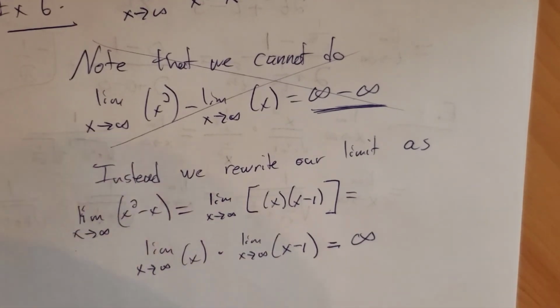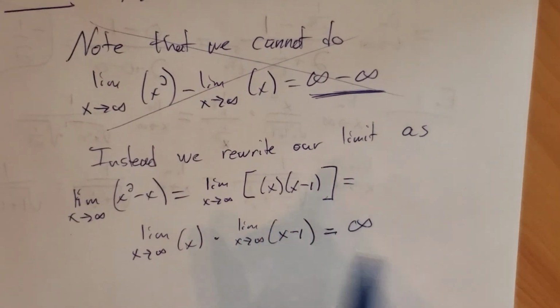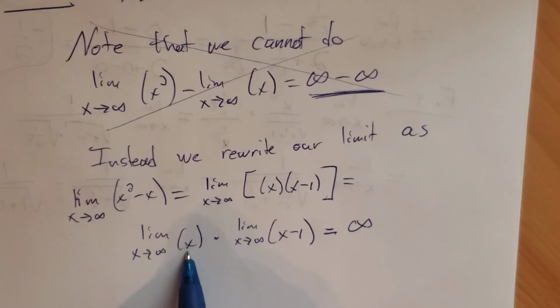But if we think about this, then we can see that this is easily something that goes towards positive infinity, because we get something that's infinity going towards infinity times something else that's going towards infinity, and so that should approach infinity. All right. That'll end it for this video.